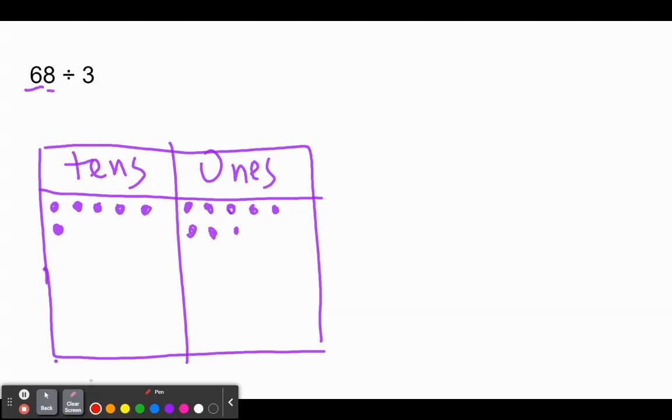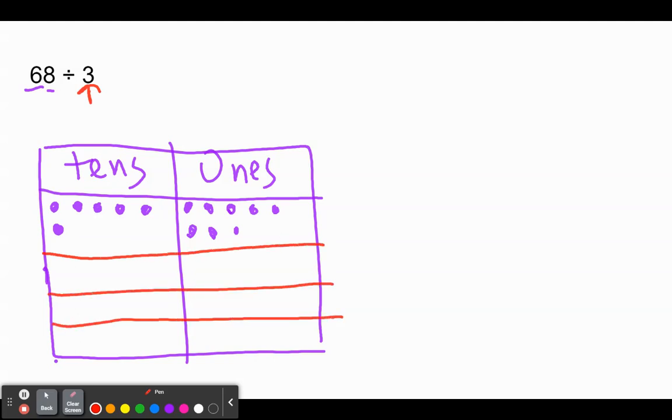All right, now we are dividing into 3 groups, so I'm going to draw my 3 groups. So there's 1 group, 2 groups, 3 groups. And now let's start dividing. So let's first start with our 10s. So I'm going to put 1, 2, 3 in each of my 10s spot. And then I have 1, 2, 3. So I have enough to do it one more time. So now I have 6 10s. I've used all 6 of my 10s. Ooh, let me cross those out so we know.